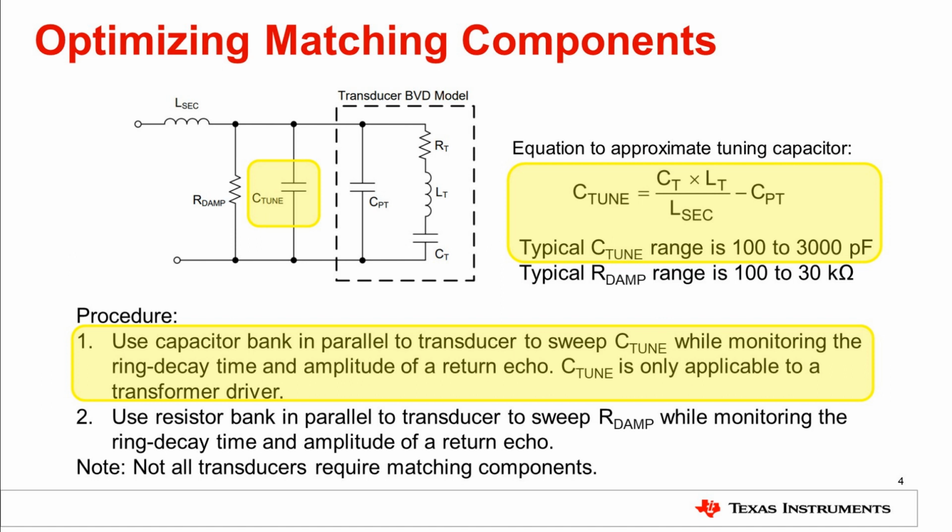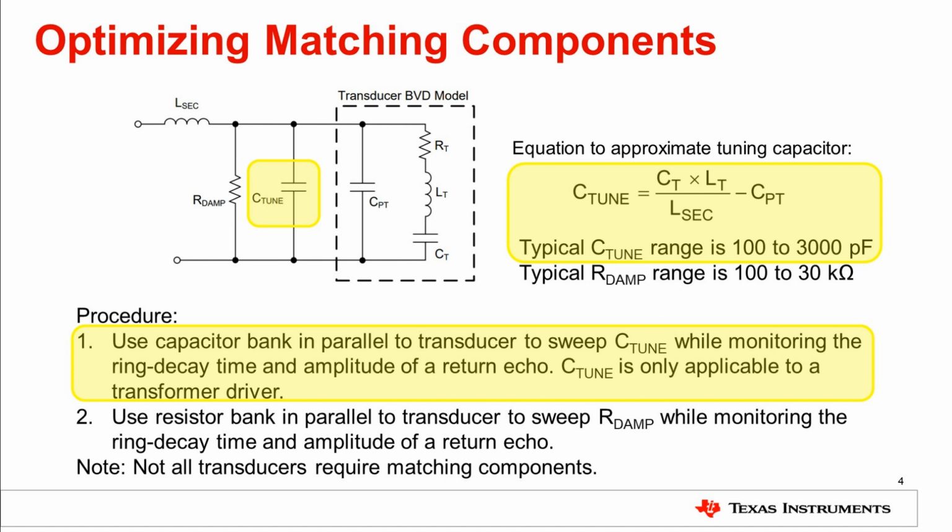Most low-frequency transducers have a frequency tolerance of plus or minus 1 kHz, while high-frequency transducers have a frequency tolerance of plus or minus 10 kHz. When the series inductance of the transformer is introduced to the transducer, the resonant frequency between the transformer and transducer will likely result in a mismatch. To match the secondary inductance of the transformer to the resonant frequency of the transducer, a tuning capacitor is added in parallel to the transducer and can be approximated by the equation shown.